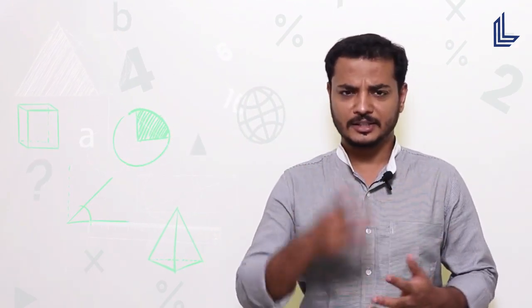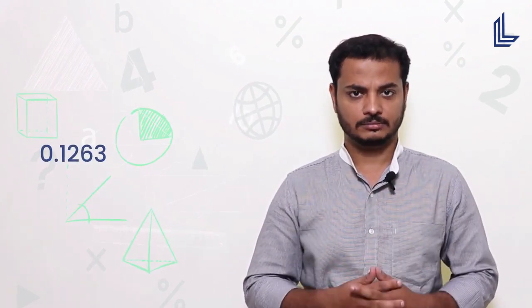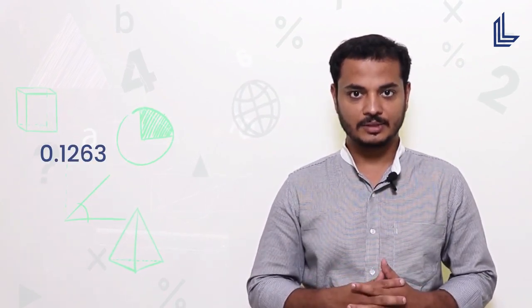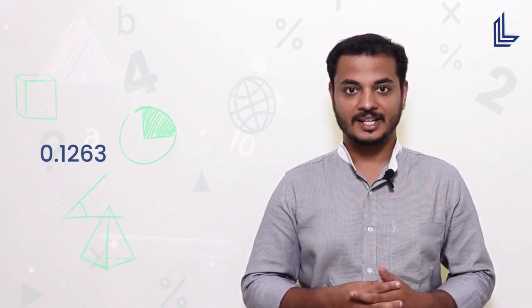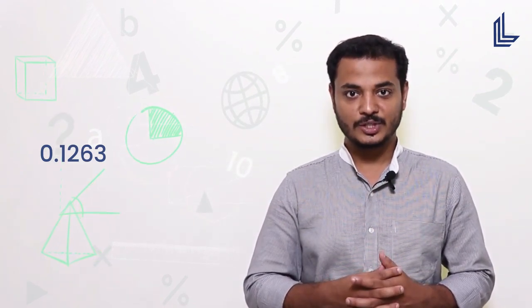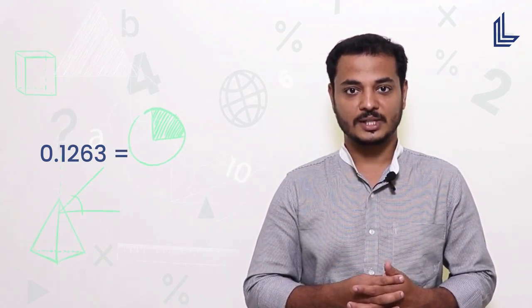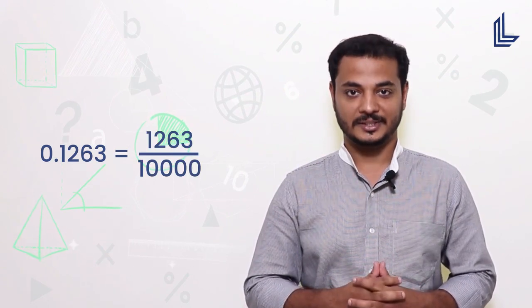Now think about any other terminating decimal. For example, 0.1263. Is it a rational number? Of course it is, because it's a terminating decimal. Now can you express this terminating decimal in p by q form? Of course you can. All you need to do is write 0.1263 as 1263 by 10,000.